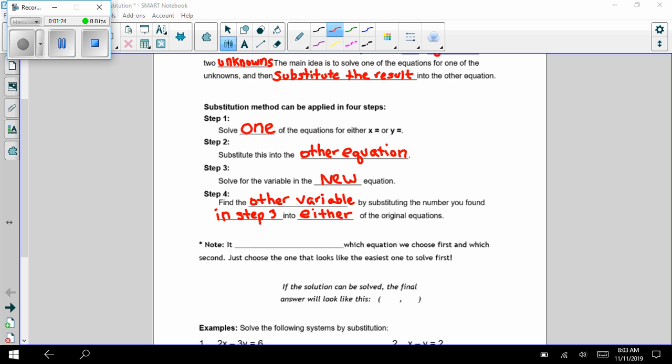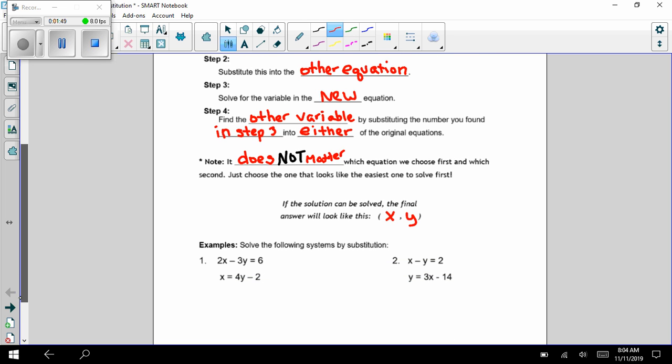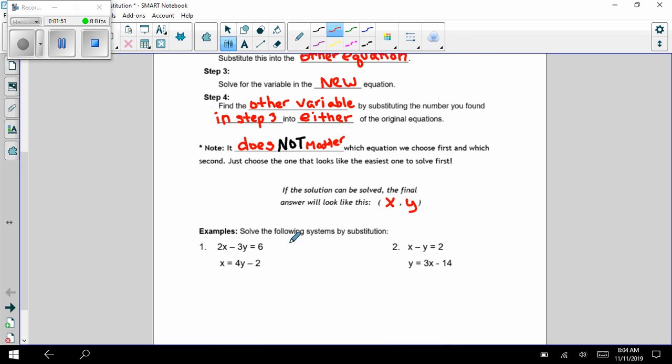Please note that it does not matter which equation we choose first and which we choose second. You're just going to choose the one that looks like the easiest one to solve first. And once we have solved for x and y, your answer is going to look like this, in the format of the coordinate point of x, comma, y. So let's start with our first example. We're going to solve the following systems by substitution, is what the directions say.